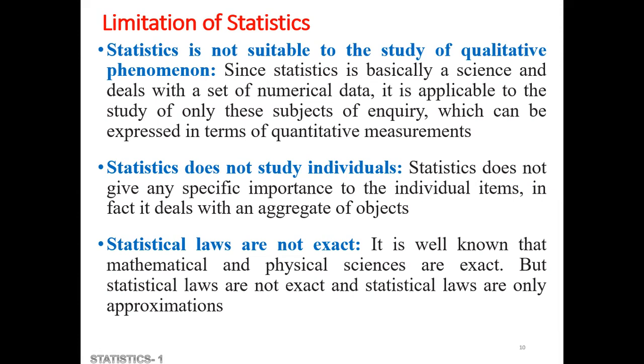So statistical laws are not exact. So why is it not exact? Because we're not going to study individuals. We're going to study the aggregate of facts. So therefore, the conclusions given in statistics are only approximations. It's not very accurate. So that is where statistics differs from mathematics. Mathematics will give very accurate results. That is why it is very widely used in subjects like physics, astronomy, astrophysics, chemistry, and other things. Statistics can be used in such cases where we have to get approximate results.